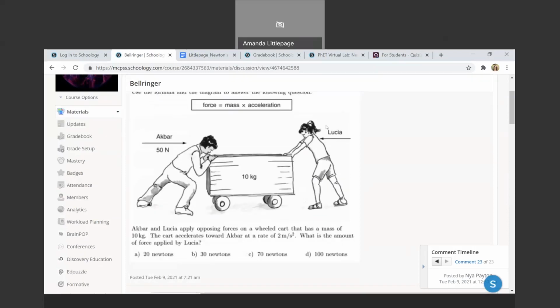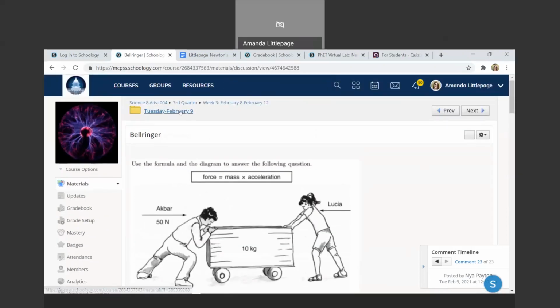Well, we want to know just her force. She is pushing here. So let's take a look. What is her net force? How much can she apply? The cart's 10 kilograms, and the cart is moving towards him at 2 meters per second squared. So we plug that in. F equals m times a. F equals mass of 10 kilograms times the acceleration, and we end up with a force of about 20 newtons. So the correct answer for this one is, in fact, A.